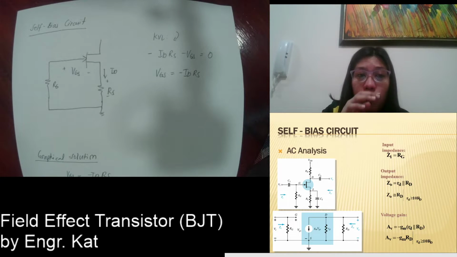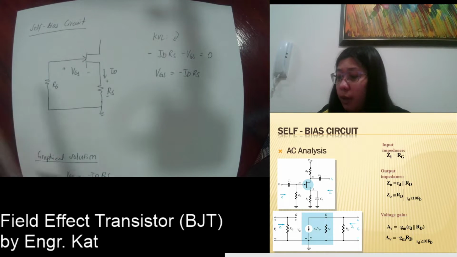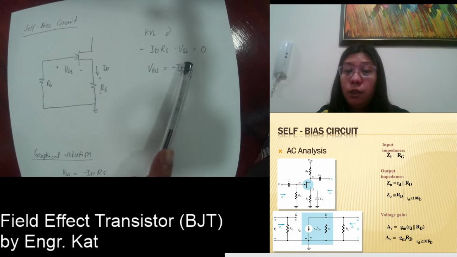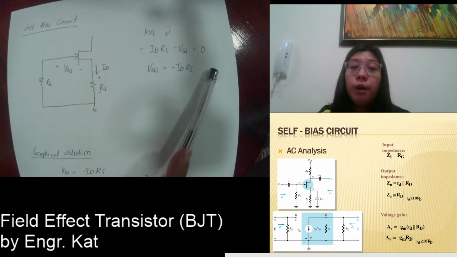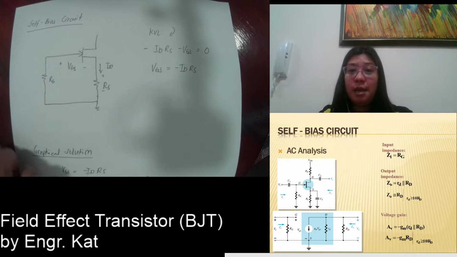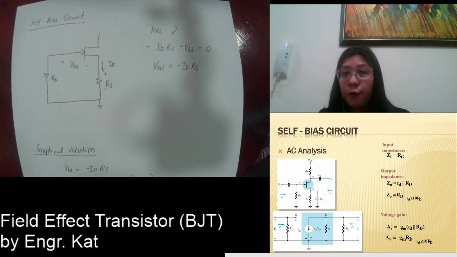So why didn't we consider the effect of your RG? Because since IG is equal to 0, therefore your RG is equivalent to a short circuit. So all we have there is equivalent to minus IDRS minus VGS is equal to 0, wherein your VGS is equal to negative IDRS.